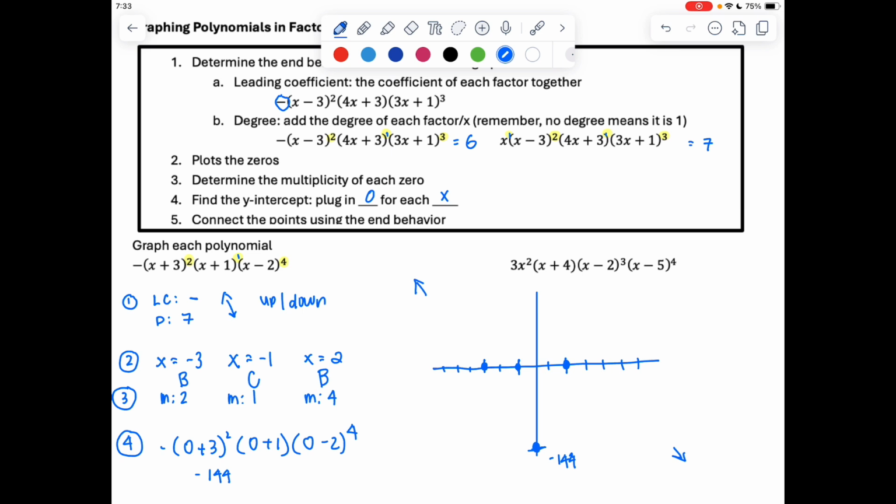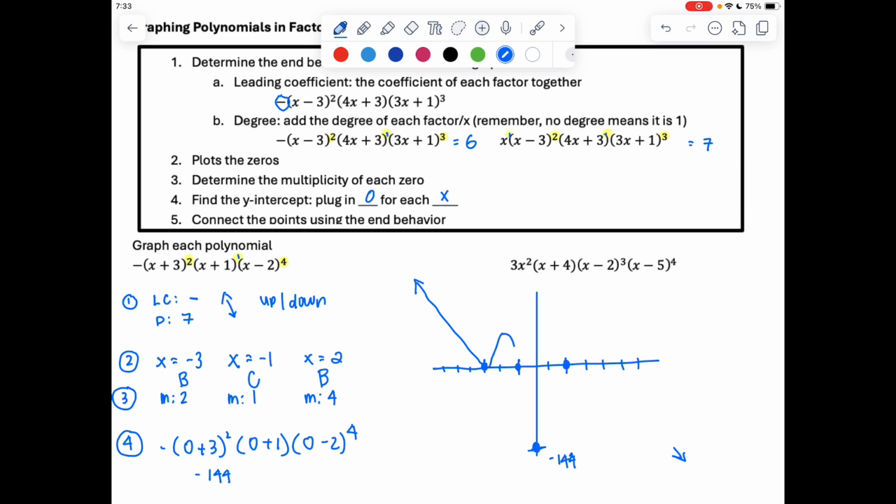Now let's connect these points, and what we really need to focus on is this multiplicity, whether we bounce or cross when we get to each of these x values. So we're going to start coming down towards our x value of negative 3. Now the question is, do I need to go through this line or come back up? Well, at negative 3, our multiplicity told us we were going to bounce. So we're going to come back up.